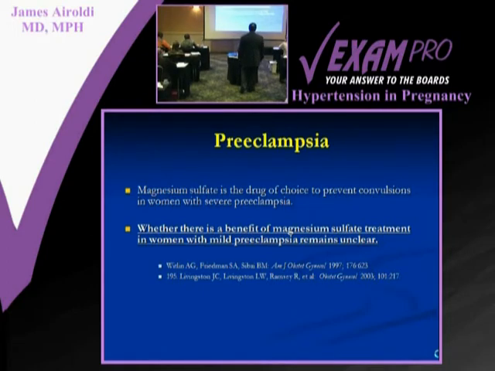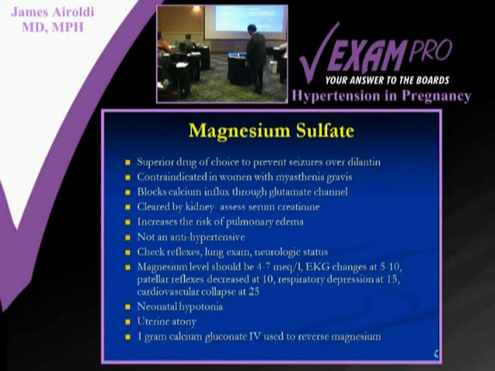Magnesium sulfate is the drug of choice. It's better than Dilantin. That's been proven. Is there a benefit to treating women with mild preeclampsia? There are a lot of studies. The MAGPIE trial probably stated this best, that there probably is a little bit of a benefit in treating someone with mild preeclampsia by putting them on mag sulfate. But that's kind of the watershed area that's a little bit unknown. Certainly, there's a benefit to using mag sulfate in people with severe preeclampsia. It's the drug of choice over Dilantin.